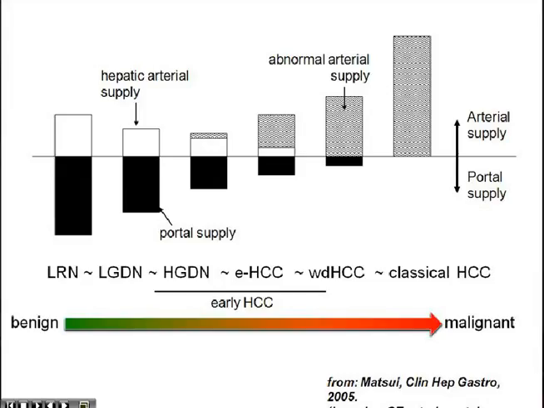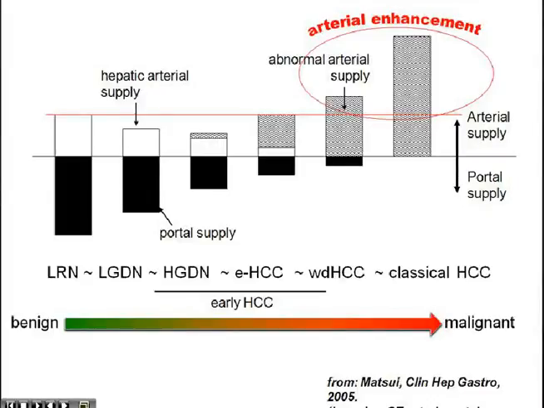This figure shows how relevant the perfusion is. You see that from regenerative nodules, low-grade dysplasia, high-grade dysplasia, early hepatocellular carcinoma, well-differentiated hepatocellular carcinoma, and classical frank cancer, there is a decrease in the normal arterial supply, then a start of the angiogenesis from the early cancer, which takes over the whole blood supply in frank cancer. At the same time, you have a decrease in portal supply. If you can keep in mind this figure, you know everything about liver nodules.